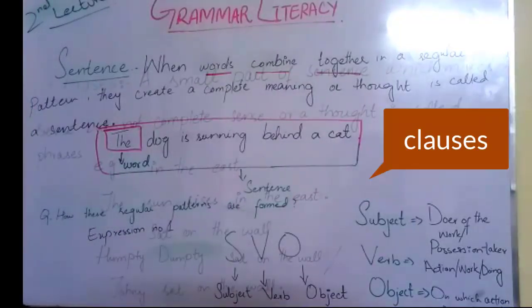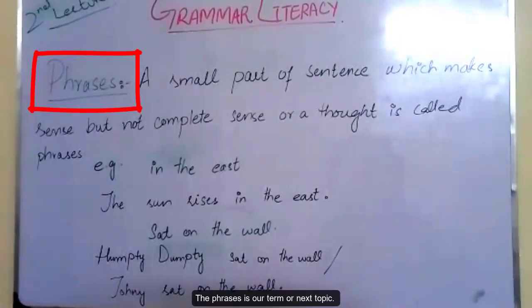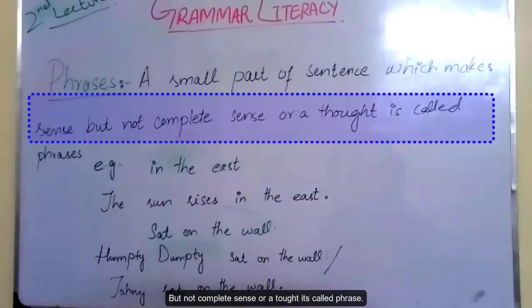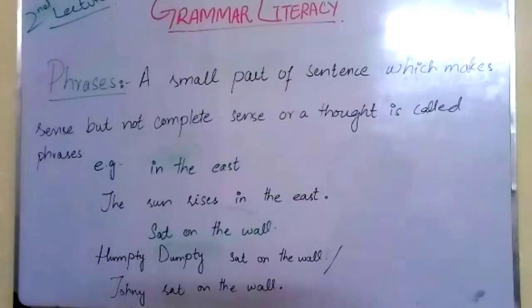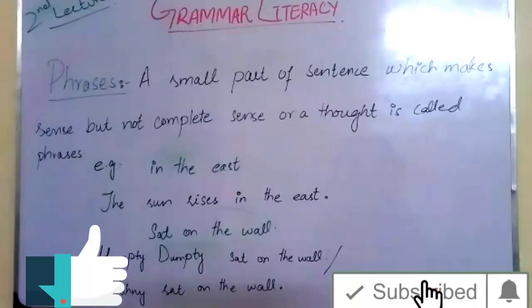So we will discuss the sentence, phrases and clauses. The phrase is our next topic. And what are phrases? A small part of a sentence which makes a sense but not a complete sense or thought is called a phrase. Now we have a very tricky term here: makes sense but not the complete sense.